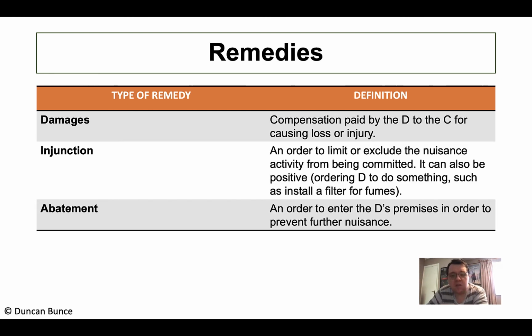We know damages is compensation. It's really trying to attempt to place the claimant back into a position they would have been had they not suffered that loss or injury. Injunction is that court order we've been referring to up till now, which the court can use to prevent the defendant from actually undertaking a particular activity, or it could be undertaking that activity at a particular time or day, so there can be conditions attached. And abatement is an order to enter the defendant's premises in order to prevent further nuisance, so it could be quite useful if the problem doesn't go away.